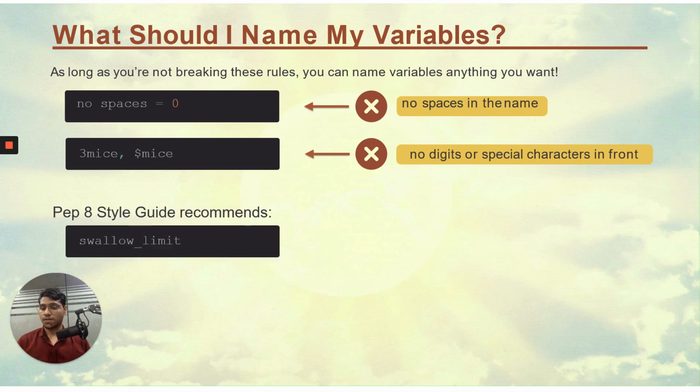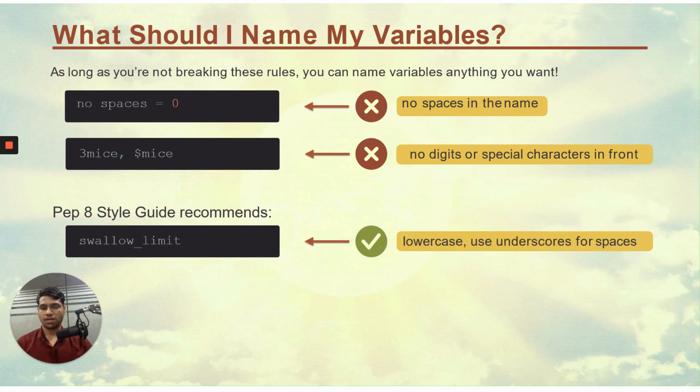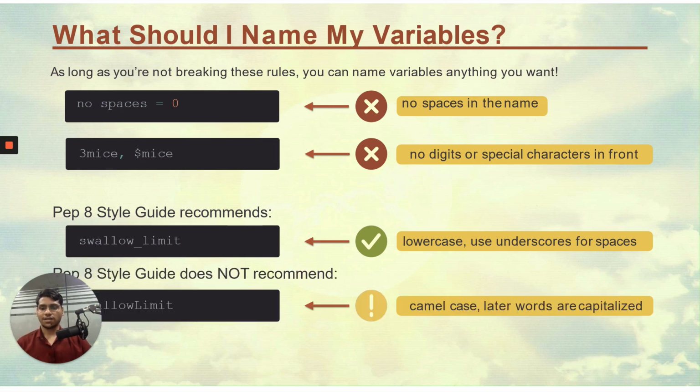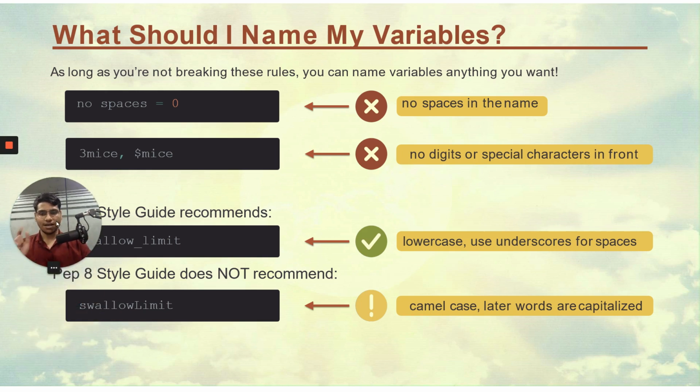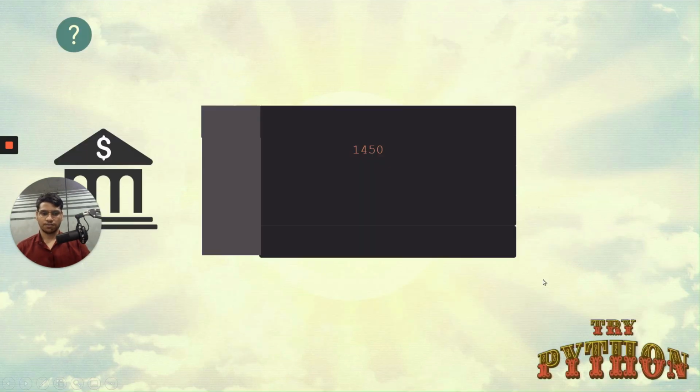So how will you name a variable if you have two words in your name? Suppose you have swallow limit. How will you write it? You are going to write an underscore instead of a space. This way of naming a variable is called snake case. That is, you write an underscore instead of a space. There is another way of writing the same thing, called camel case. Here you can see that I have made a variable swallow, and then the second word's first letter is capital, that is, L is capital. This is called camel case.